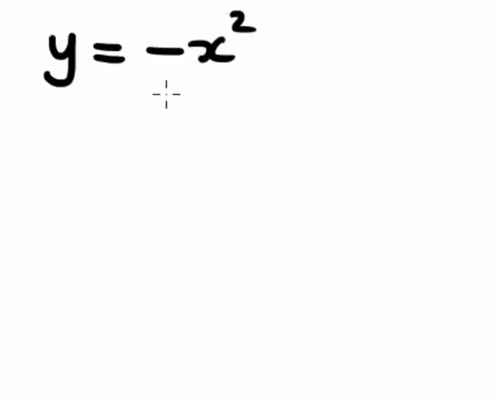Okay, let's have a look at another few types of examples. Have a look at this one. y is negative x squared. Okay, how do we draw this graph? Let's call it f, the original.